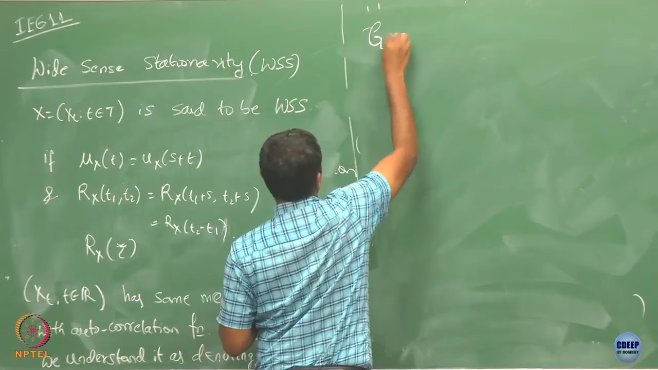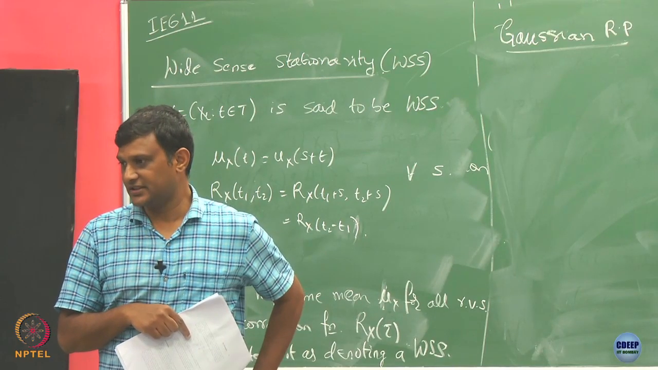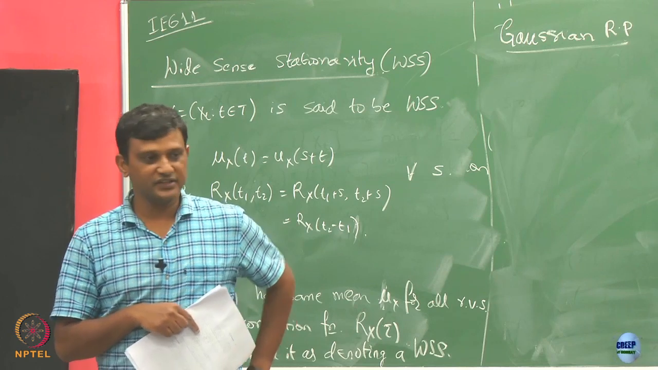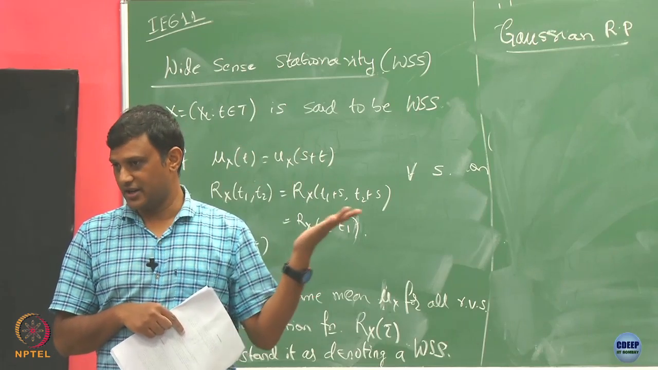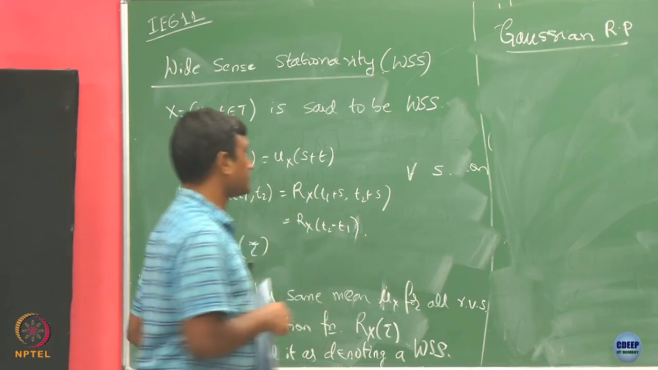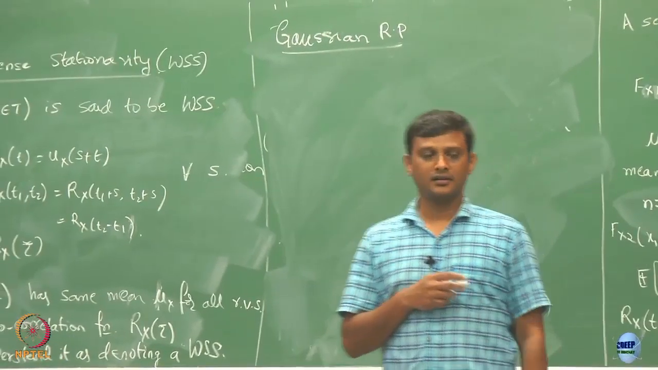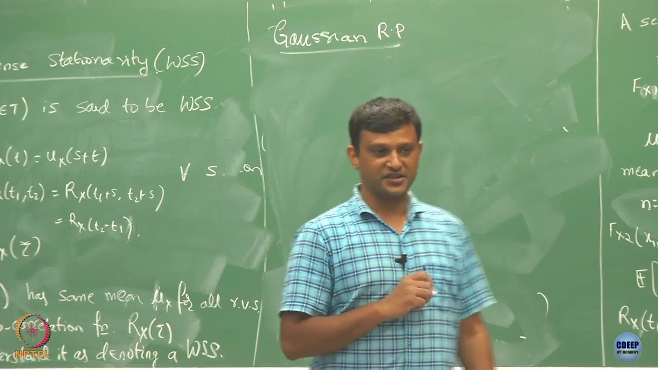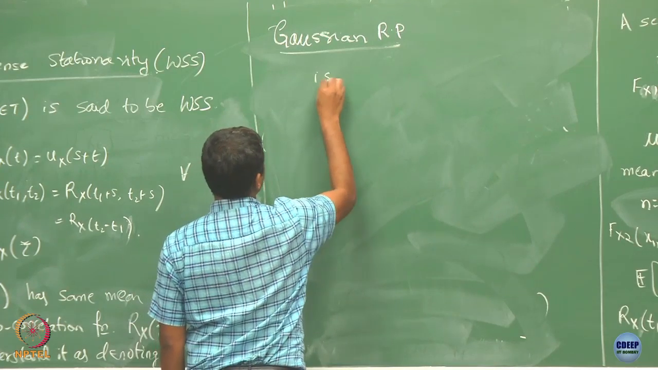So, do you recall what I mean by a Gaussian random process? A Gaussian random process is such that if all its random variables are jointly Gaussian, then we are going to call that a Gaussian random process, right? Okay, now let's see. Suppose I have a Gaussian random process which is wide sense stationary.